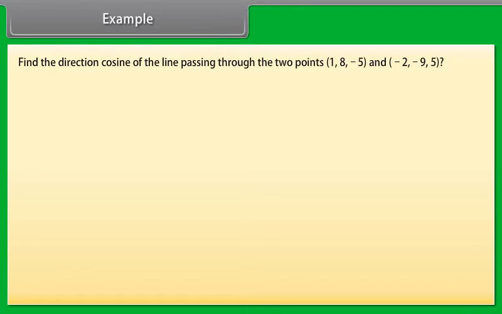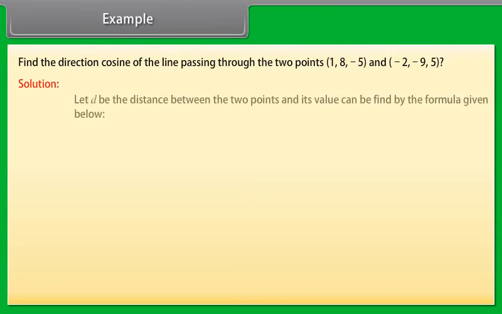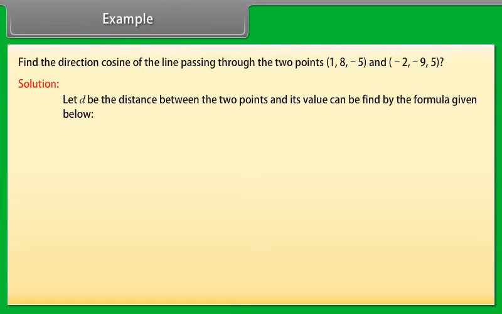Example. Find the direction cosine of the line passing through the 2 points (1, 8, minus 5) and (minus 2, minus 9, 5). Solution. Let d be the distance between the 2 points and its value can be found by the formula given below. d equals the square root of (x2 minus x1) square plus (y2 minus y1) square plus (z2 minus z1) square.